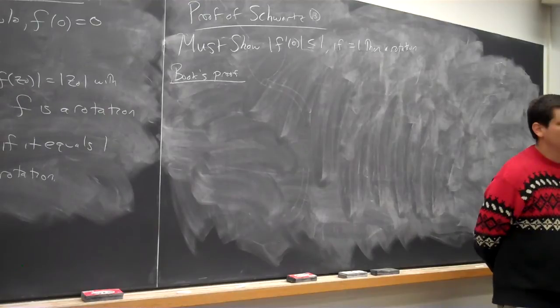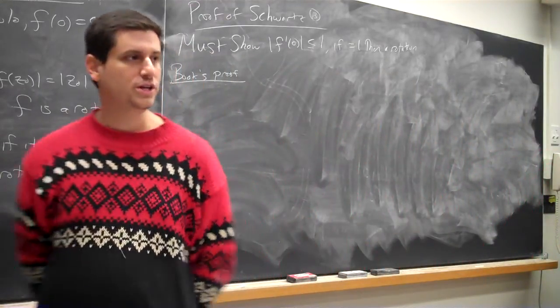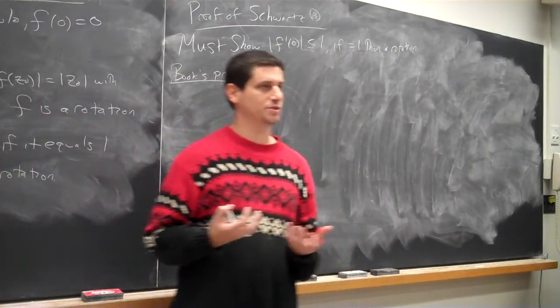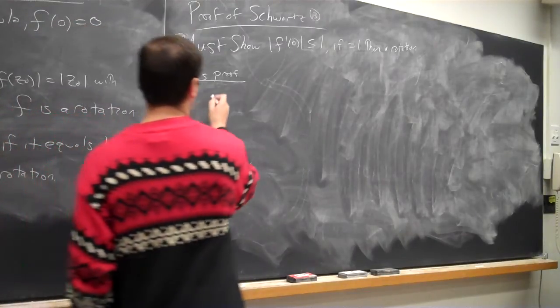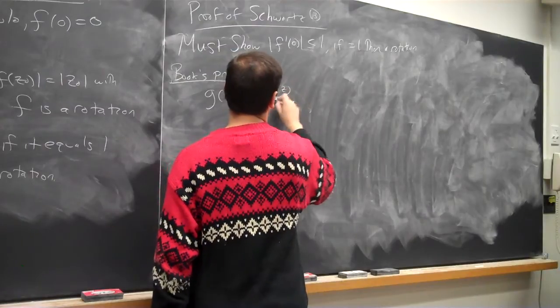There's a very natural quantity to study, and we've been looking at this quantity all along. What quantity have we been studying again and again with Schwarz? f(z) over z. So we've been studying g(z) is f(z) over z.